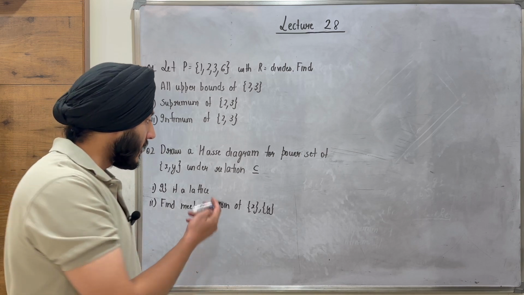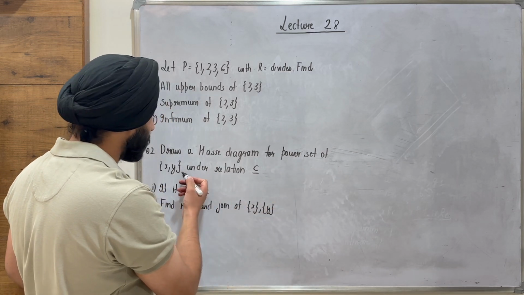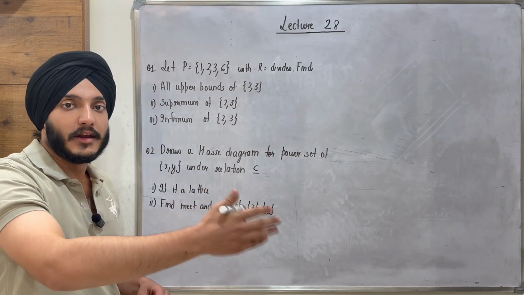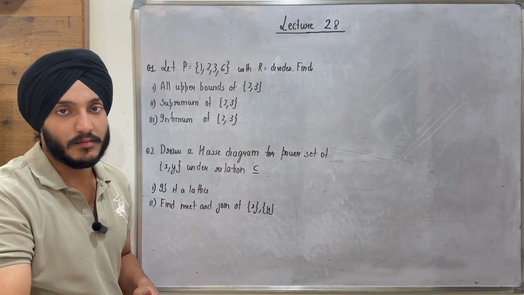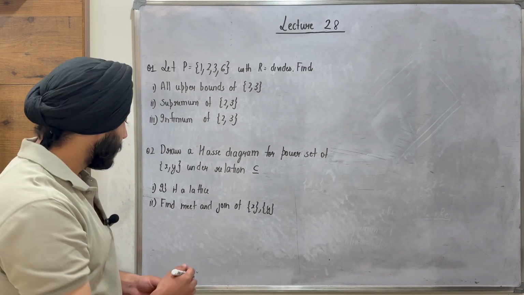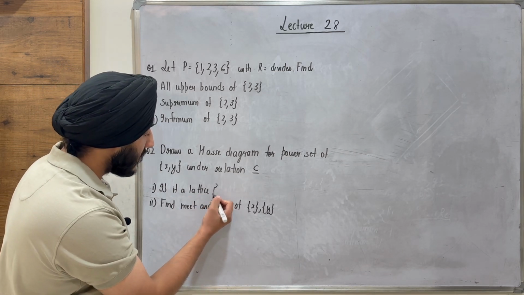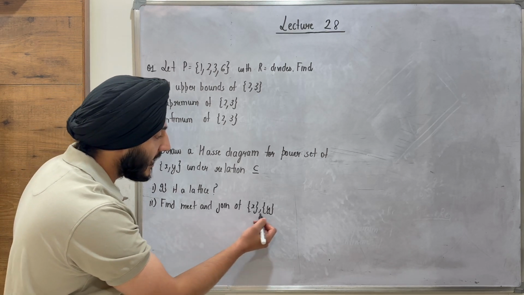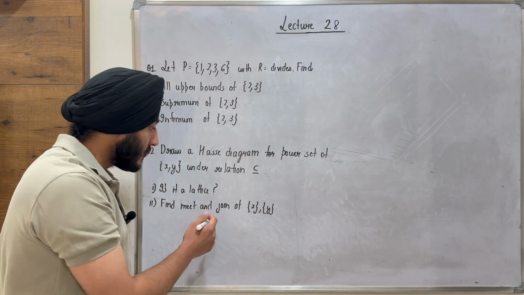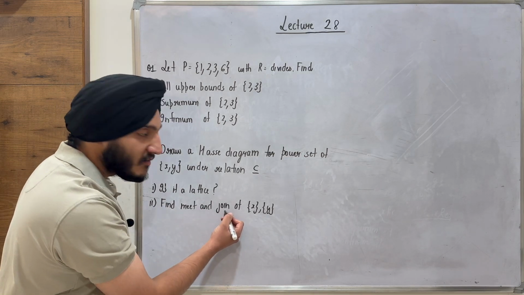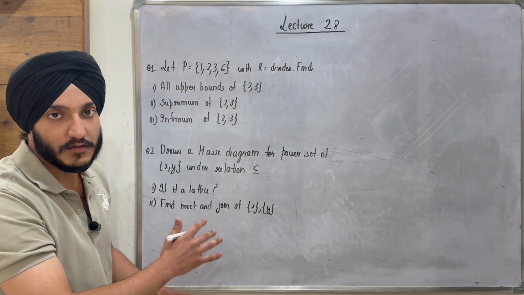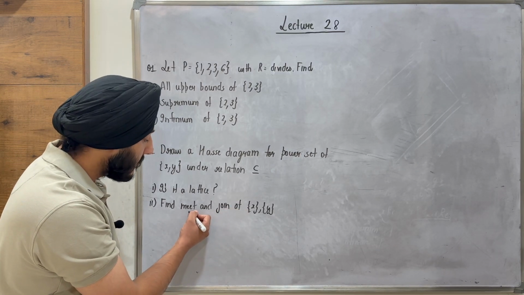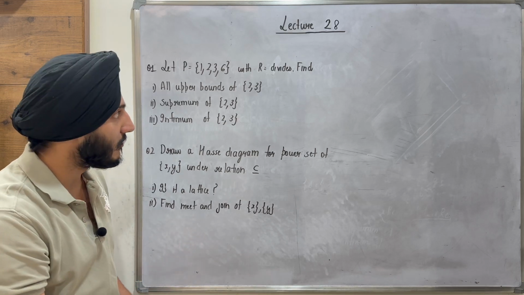For the second one, you're supposed to draw a Hasse diagram for the power set of xy under the relation subset, so A is related to B if A is a subset of B. The first question is: is it a lattice? You're supposed to figure that out. The second is: find the meet and join of xy. Join is basically the least upper bound, and meet is basically the greatest lower bound. These are another way of saying these definitions.